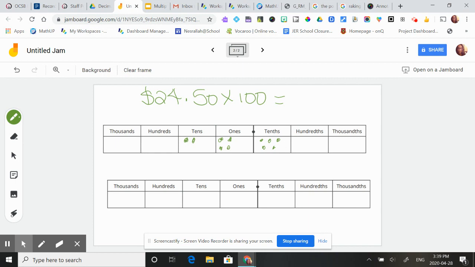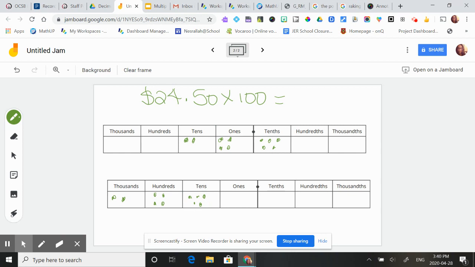And now this time we're timesing these 2 tens by 100. So we would have 200 tens, which is the same thing as saying we have 2,000s. If we had 4 times 100, we would have 400 ones, which is the same as saying 400s. And 5 tenths times 100 is the same as having 500 tenths, which is the same as having 5 tens.